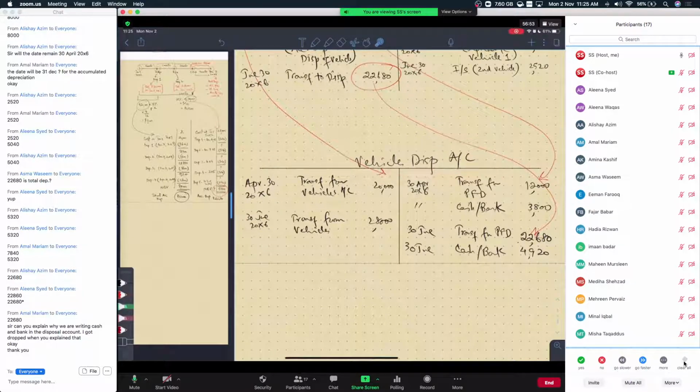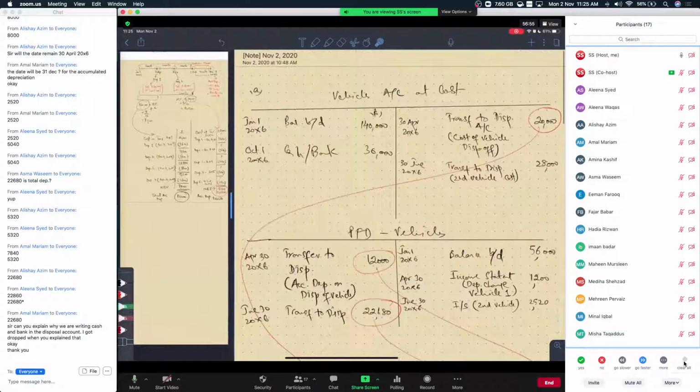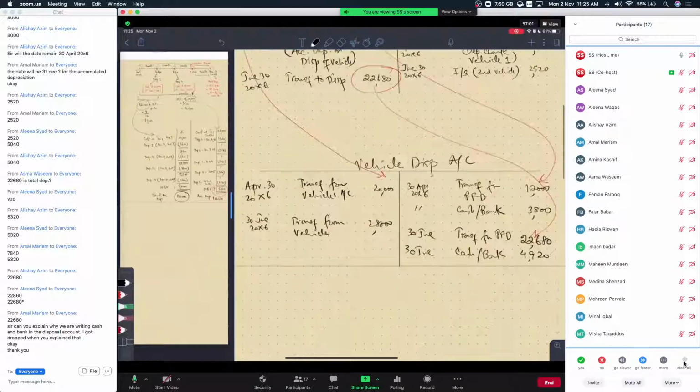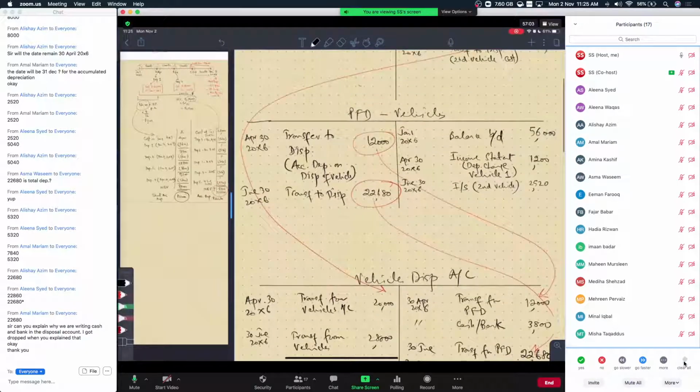So let's start in order. So let's calculate the balances here. Oh, sorry. Let's calculate the depreciation here because that is in order. First we will charge depreciation here, and then we will start closing down the accounts. So how do we calculate depreciation?